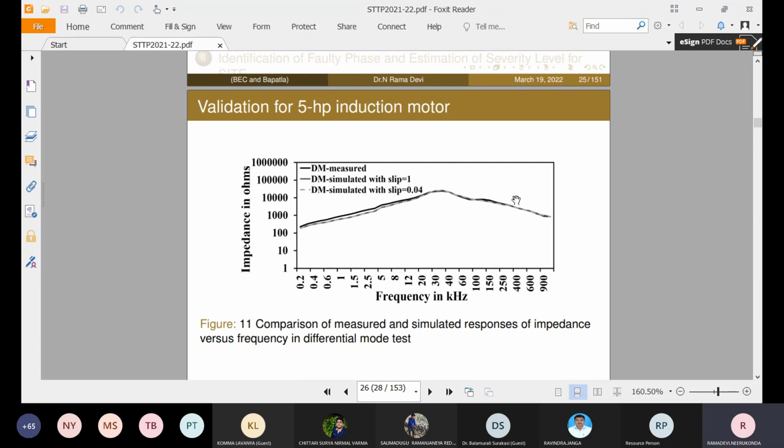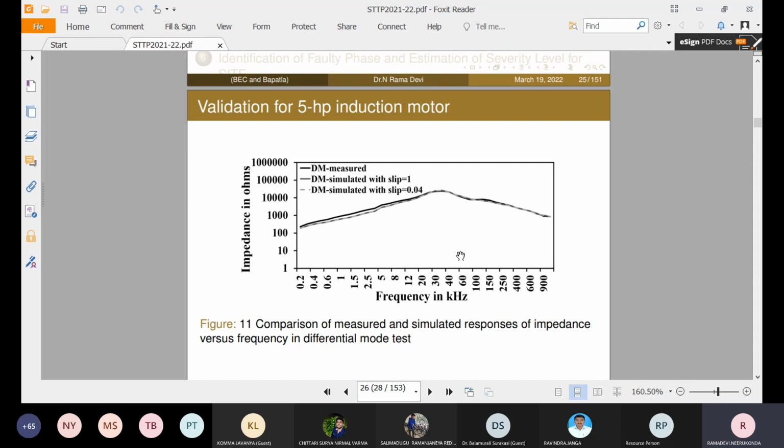So the slip value corresponding to the dark line is equal to 1. In simulated mode, we can change the slip value by changing the value corresponding to the S. So initially I incorporated S equal to 1 and simulated the result. That gives us this gray color line. The gray continuous line and dotted line will give the slip value of 0.04.